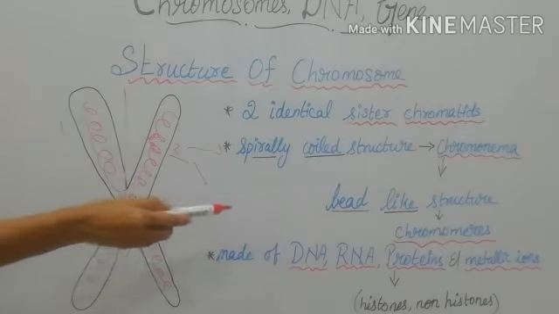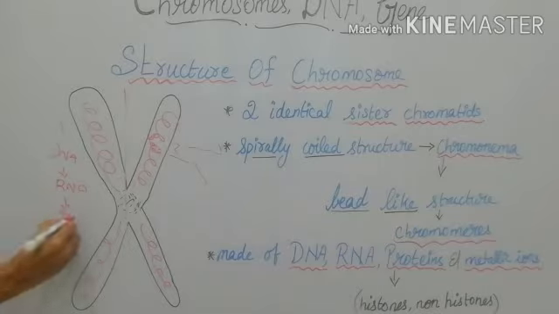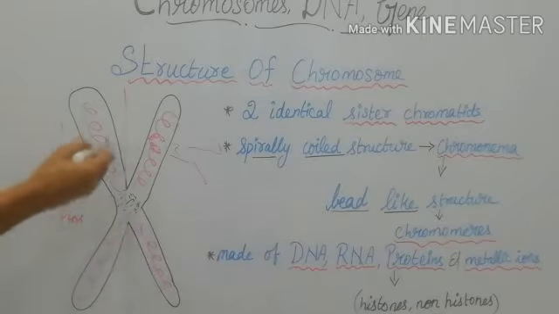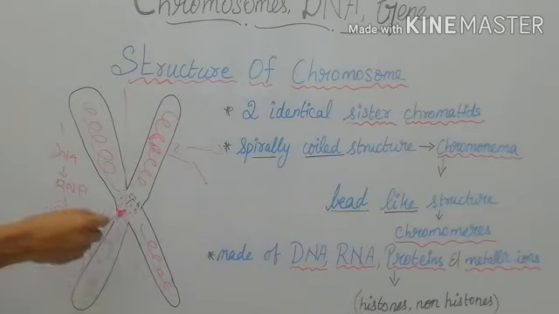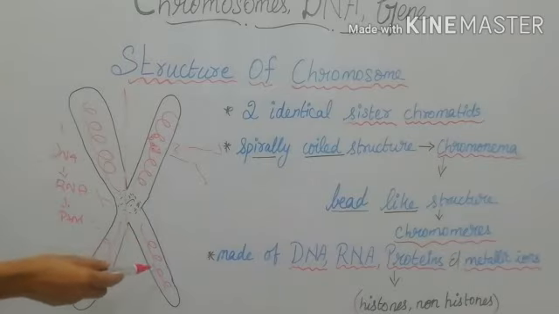And the chromosomes are made up of DNA, RNA and proteins. That is, DNA will convert to RNA, then the RNA will form the proteins, that is, chromosomal proteins. They are the histones and non-histones. And also it is made up of metallic ions. These will give structural support to the chromosomes. So the structural support of the chromosome is provided by the DNA, RNA, proteins and the metallic ions.